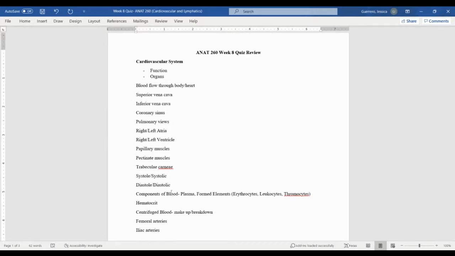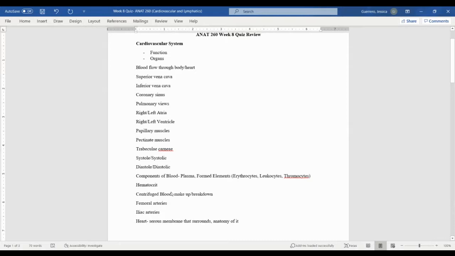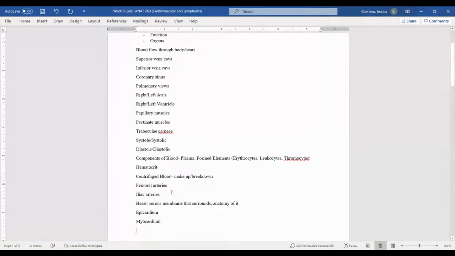When you are talking about the heart specifically, you need to know the serous membrane that surrounds the heart. When we talked about serous membranes, we said visceral, parietal, the fluid, but there's a specific name for the serous membrane associated with the heart. You're familiar with that? You also need to be familiar with the terms epicardium, myocardium, endocardium.